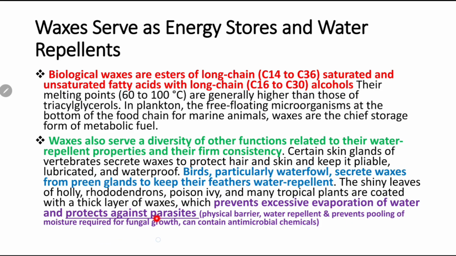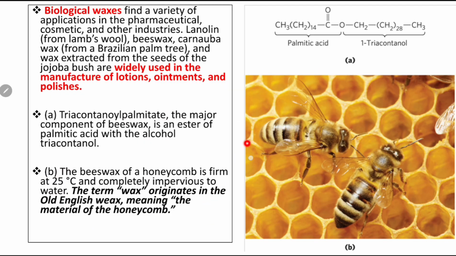And also wax protects against parasitic infection. How does it protect against parasitic infection? Firstly, it's a physical barrier, and it is a water repellent, which prevents pooling of moisture which is required for growth of fungus. And the wax can also contain antimicrobial chemicals which directly kill the microbes. So biological wax, now this is palmitic acid with a long chain alcohol. This is like a 30 carbon alcohol, tricontanol. Biological waxes find a variety of applications in pharmaceutical, cosmetic and other industries. They are used in lotions and ointments, right?